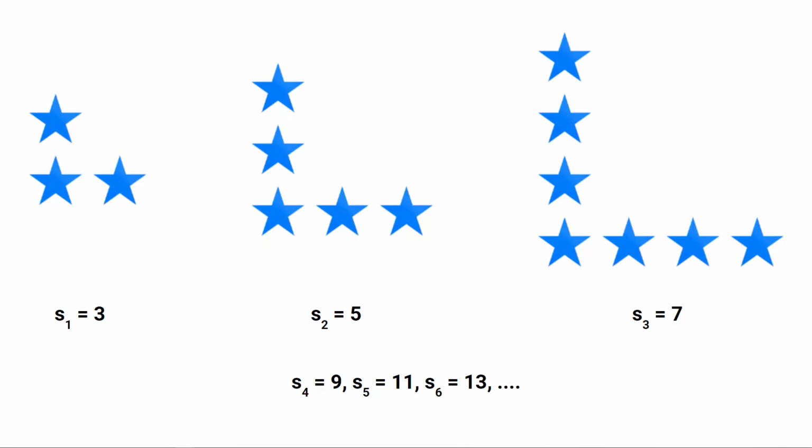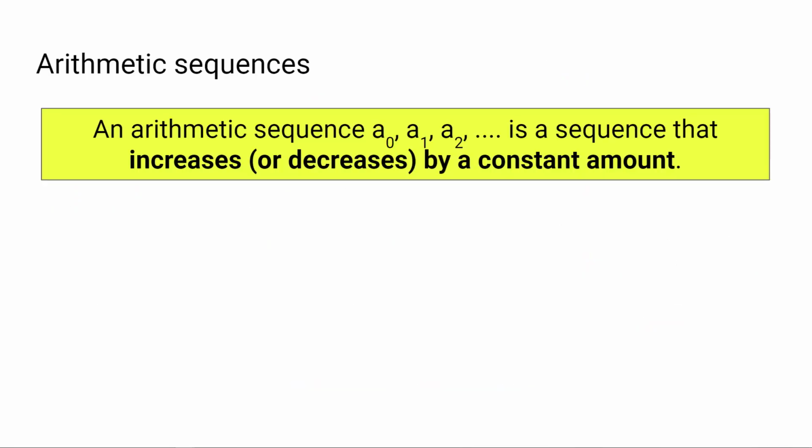We can say in this case that the sequence is increasing by a constant amount, namely 2, each time I go from one stage to the next. A sequence with this kind of behavior, where the terms in the sequence change by a constant amount every time we go from one term to the next, is called an arithmetic sequence. So this is an arithmetic sequence, and here's another.